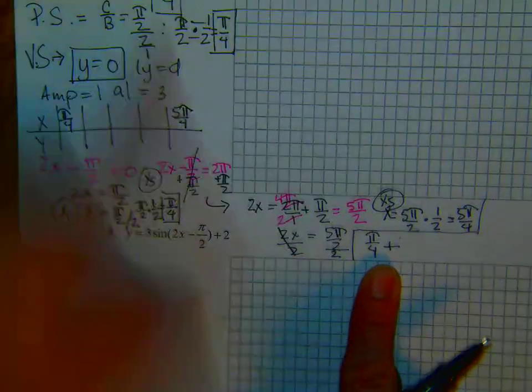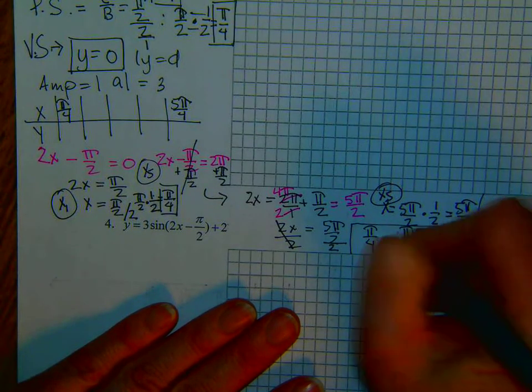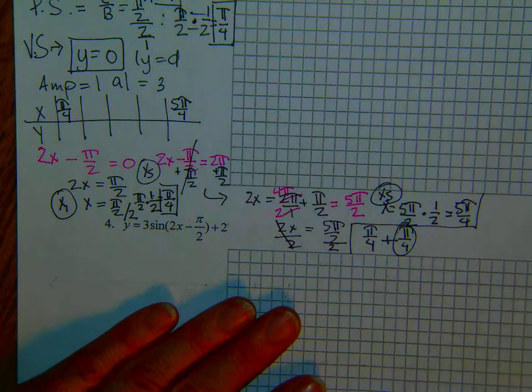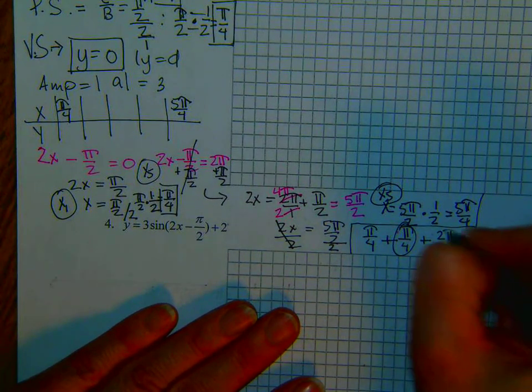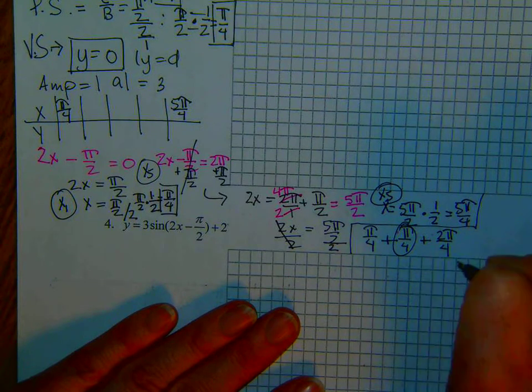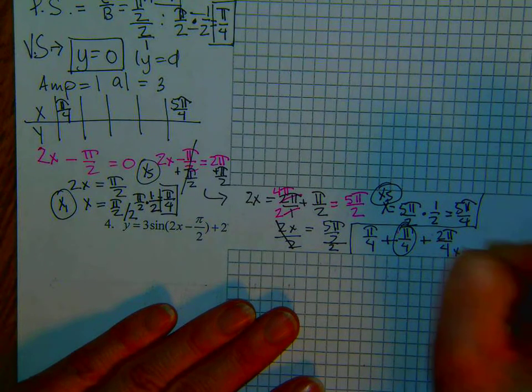Excuse me, pi over 4. So I add my interval, pi over 4. This is my interval. What is pi over 4 plus pi over 4? Well, that would be 2 pi over 4. So this is going to be x sub 2.